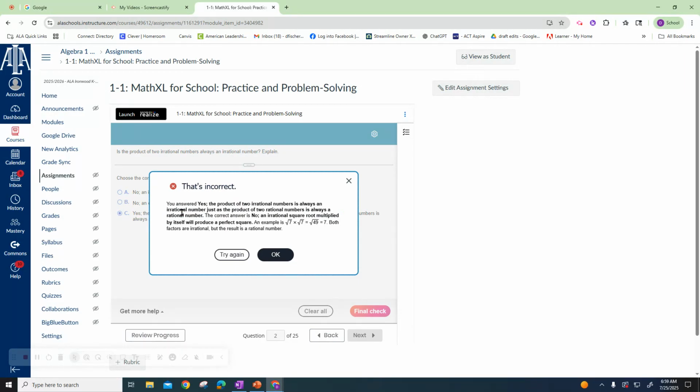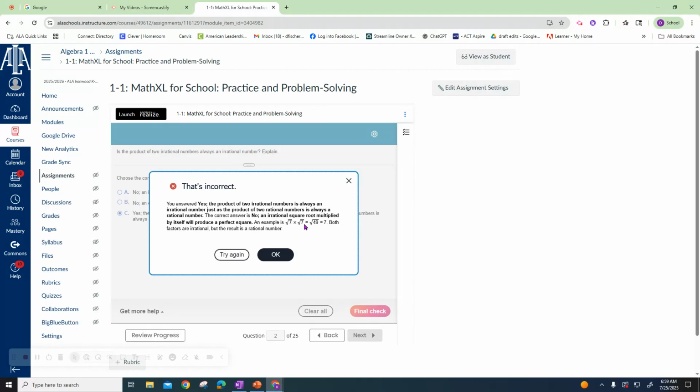All right, so let's look. You answered yes. The product of two irrational numbers is always an irrational number, just as the product of two rational numbers. The correct answer is no. An irrational square root multiplied by itself will make a perfect square. So if I said square root of 7 times the square root of 7, well, 7 times 7 is 49. That's a perfect square, which is 7. So, I get it now.